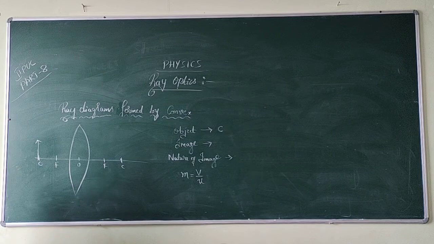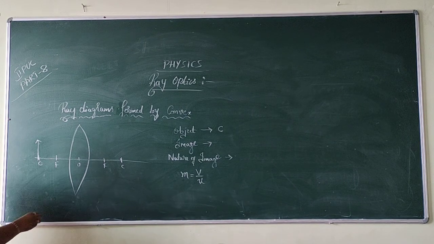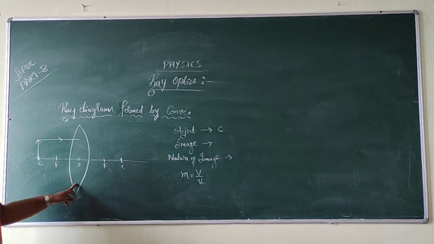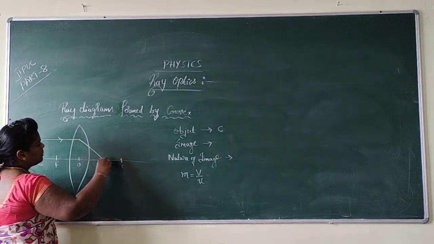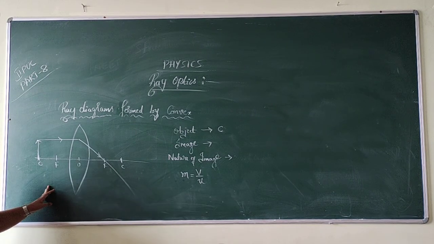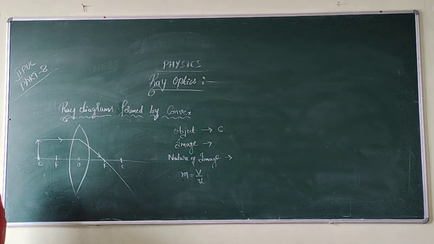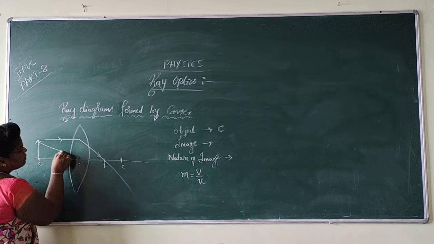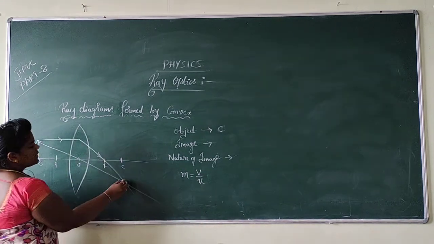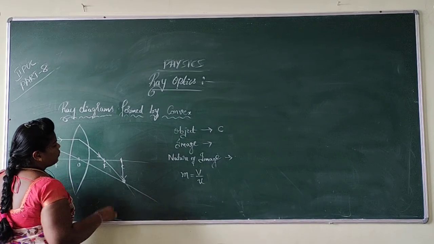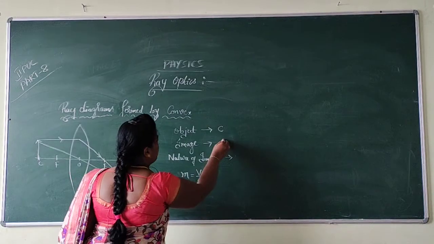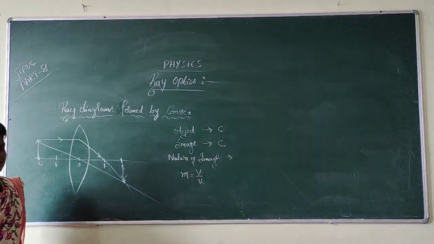You observe the ray diagram. I am using two different rays. One is a parallel beam of light. When it falls on the convex lens, it refracts and passes through the principal focus. And again to explain, I am using another ray, the ray which is passing through the optic center. So my dear students, where is the image formed? The image is formed at the center of curvature. So the image is also formed at the center of curvature.